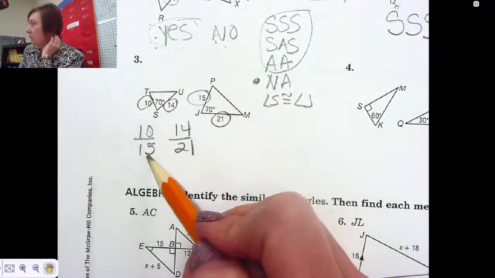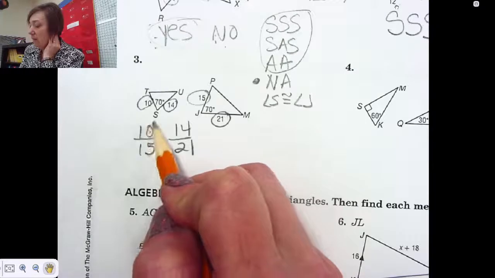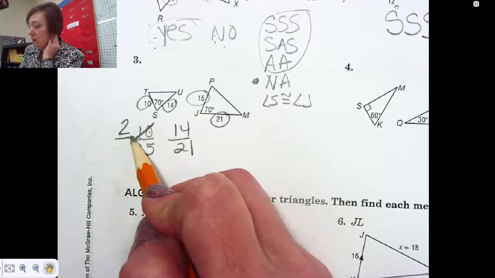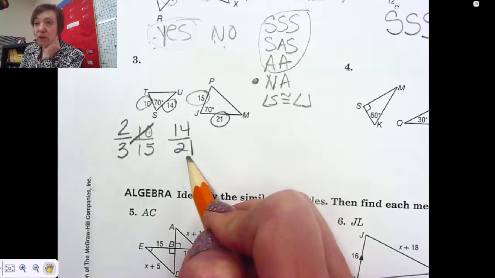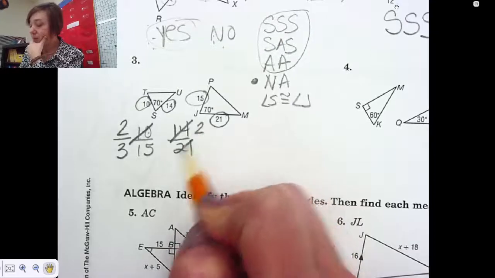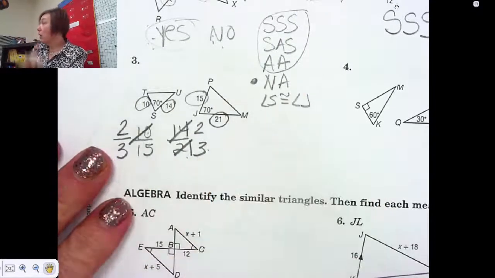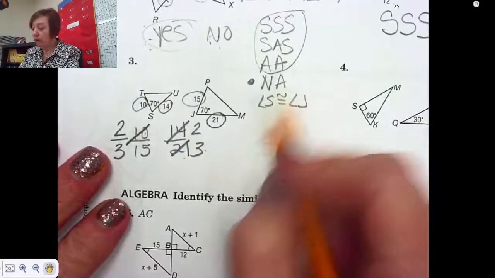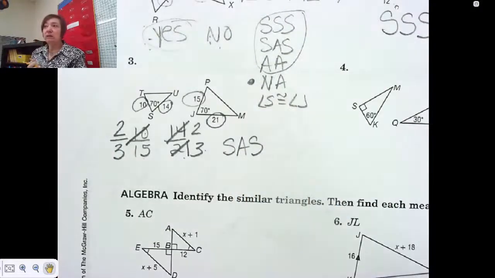What goes into 10 that also goes into 15? 5. How many times on top? How many times on bottom? Okay, what about this one? What goes into 14 that also goes into 21? 7. How many times on top? How many times on bottom? So, did we get the same thing? Yes. So, are these triangles similar? Yes. What theorem did we use to prove it? SAS. Side, angle, side.